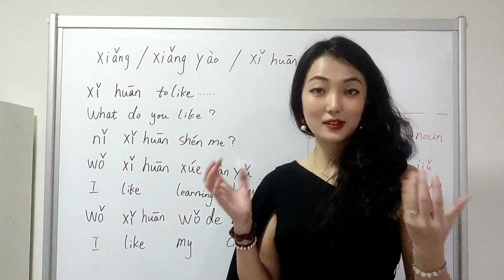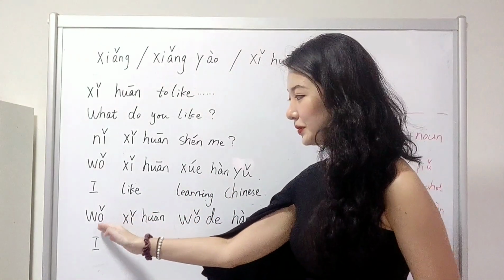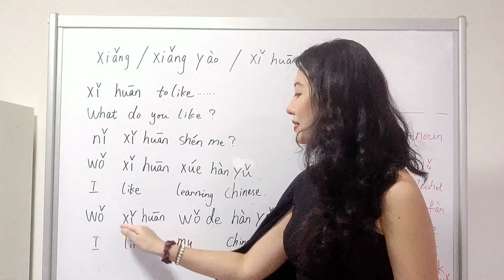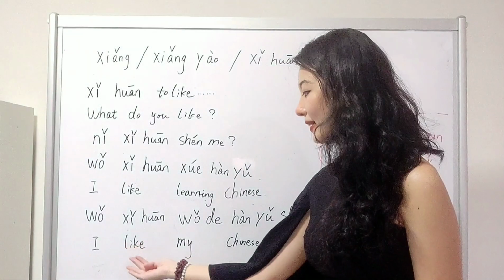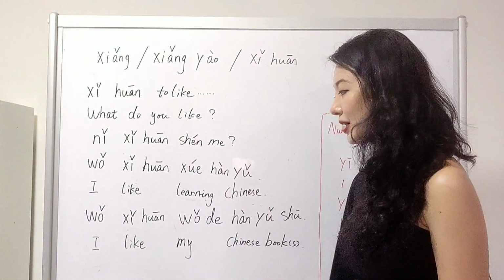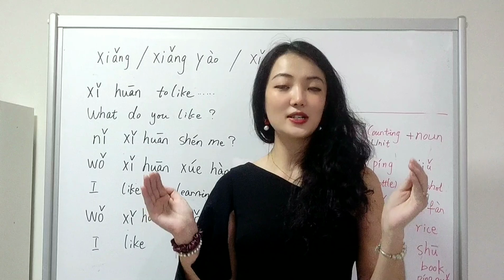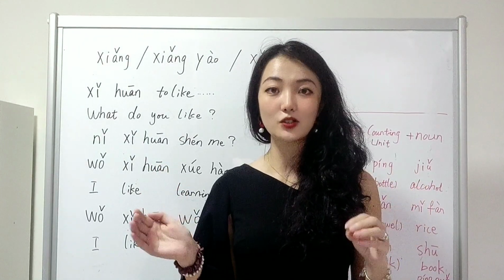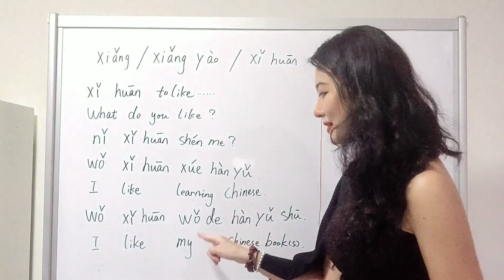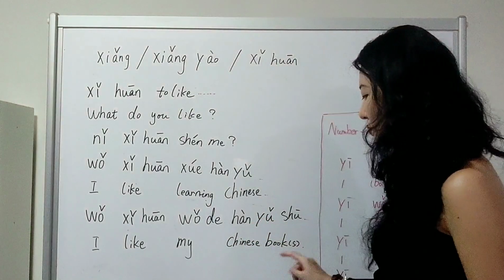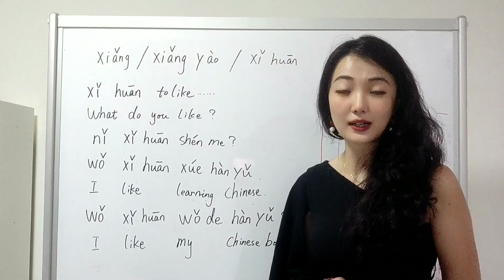What if the thing that you like is an object instead of a verb? Let's have a look at the second example answer. 我喜欢我的汉语书. I like my Chinese book. So my Chinese book here is an object. So you will just need to attach the whole object to 喜欢. Very easy, right? Let's have a look at this sentence. First, 汉语书. It could be Chinese books. It could be a Chinese book as well.